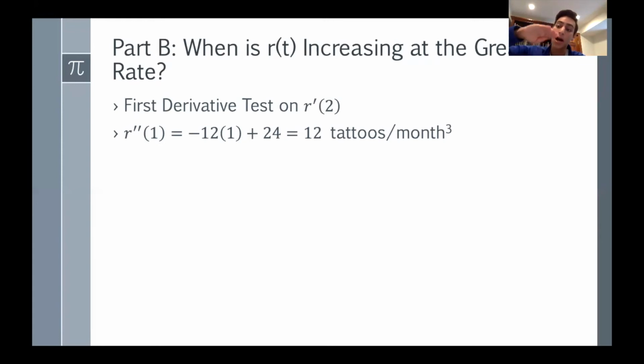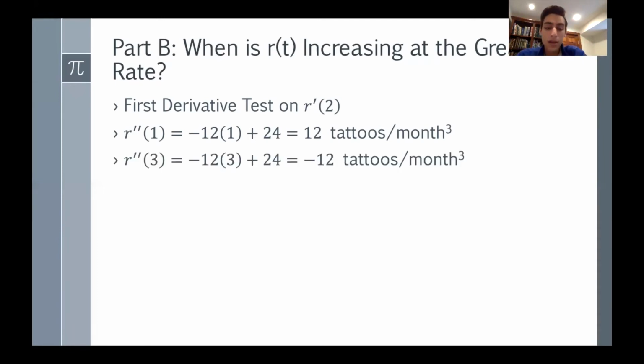So we know that it's going up at the beginning before it hits r prime of 2. Now we need to test r prime of 3 to see whether it's going to go down or continue going up. So r double prime of 3 is negative 12 times 3, which is negative 36, plus 24, which is negative 12. So it starts going up at 12, then at r double prime of 2 the slope is 0, and then it starts going down at negative 12 tattoos per month cubed. So we know that r prime of 2 is a maximum. It could be the answer to this question.